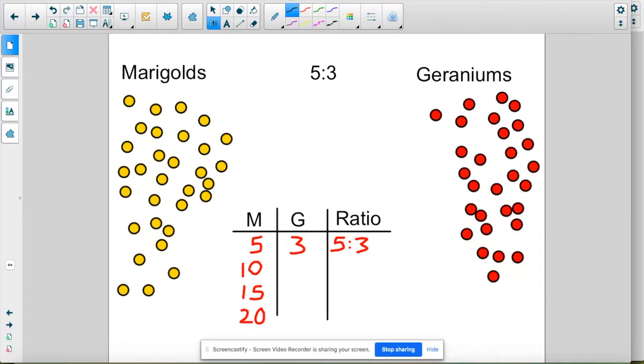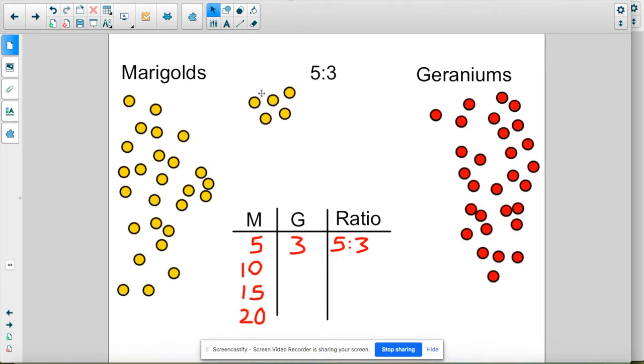So let's just choose 5 marigolds so we can visualize this. 1, 2, 3, 4, 5 marigolds. So every time 5 of these are planted, 3 of these are planted. Now, I don't know what type of design they're going to make out of this, but at this point, it doesn't really matter. 5 to 3. Now, my question is this. How many geraniums would Kim plant, so these ones, for every time she gets a new set of marigolds? So when there's 5 marigolds, there are 3 geraniums and the ratio is 5 to 3.